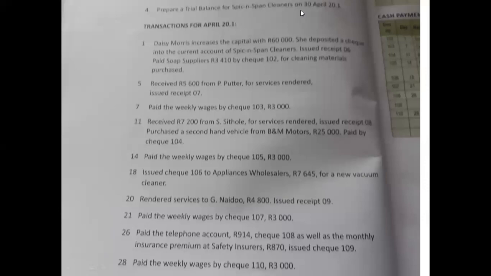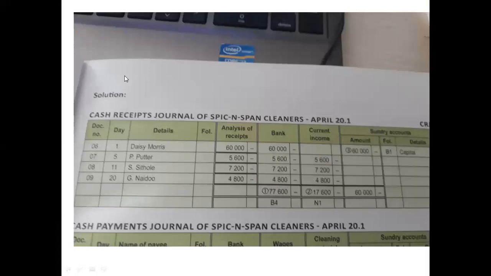Right, so I'm just going to show you then that transaction on the 20th that we have said must go to the CRJ. So there's the entry on the 20th. It's receipt number 9. You've got the name G. Naidu with details, 4,800 Rand with analyzers, 4,800 with bank, and 4,800 with current income. Why current income? Because it is a services rendered transaction.